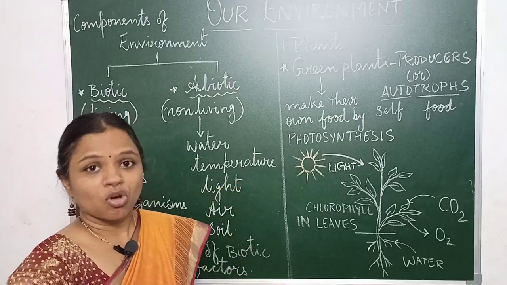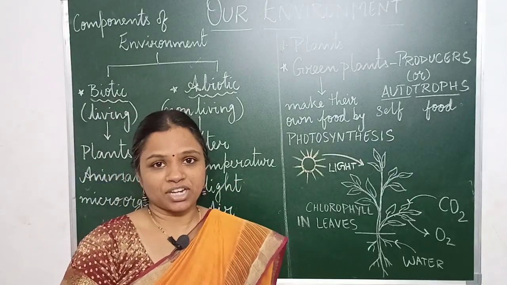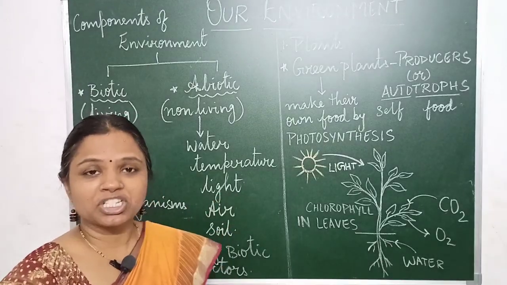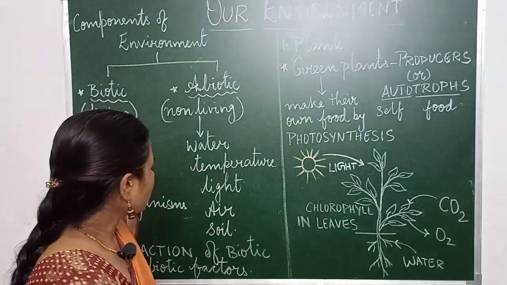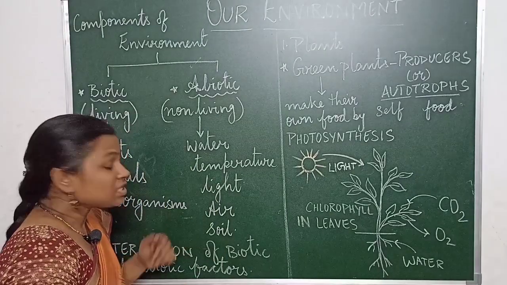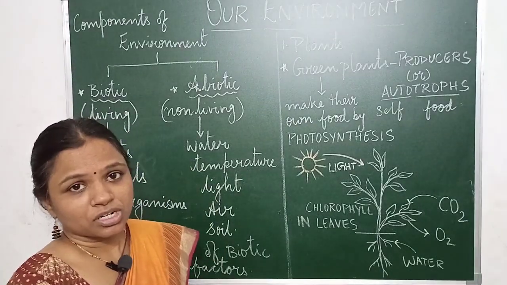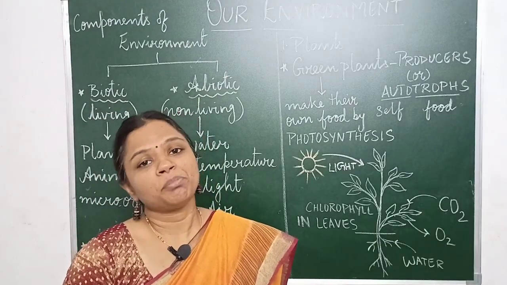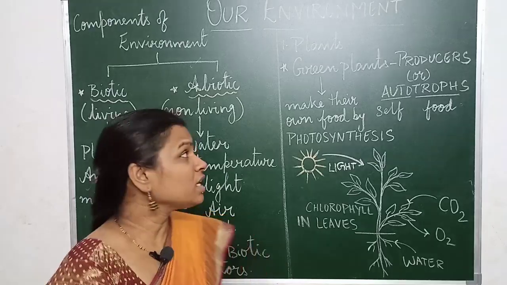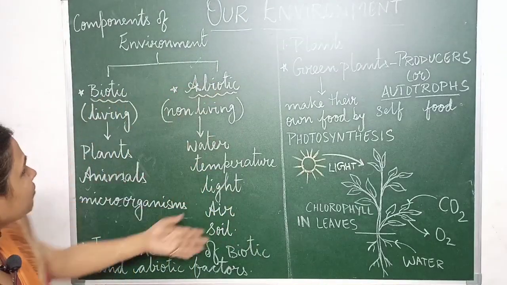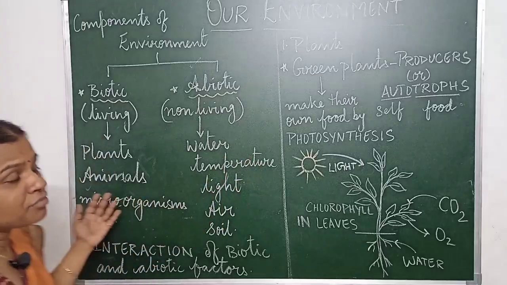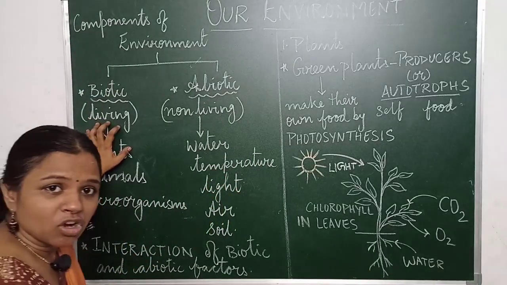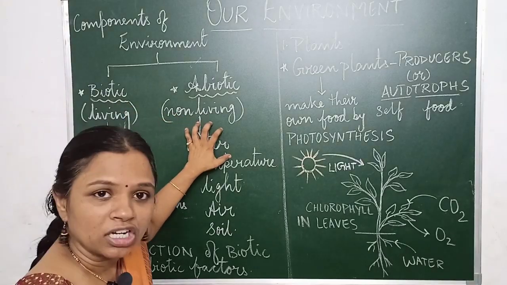Differences in temperature also affect our living status. Other than that, light is also very much essential for us. And even soil is very essential. Without soil, the plants cannot grow, and we are dependent on plants. So here, when we see an environment, there are many different components which come under either the category of living or the non-living.